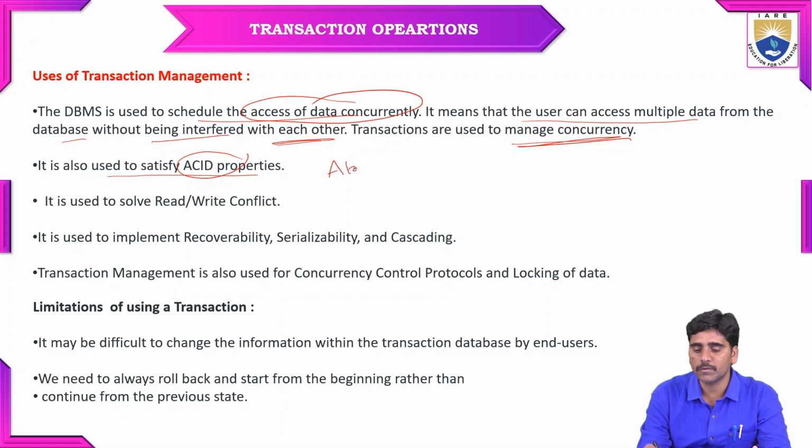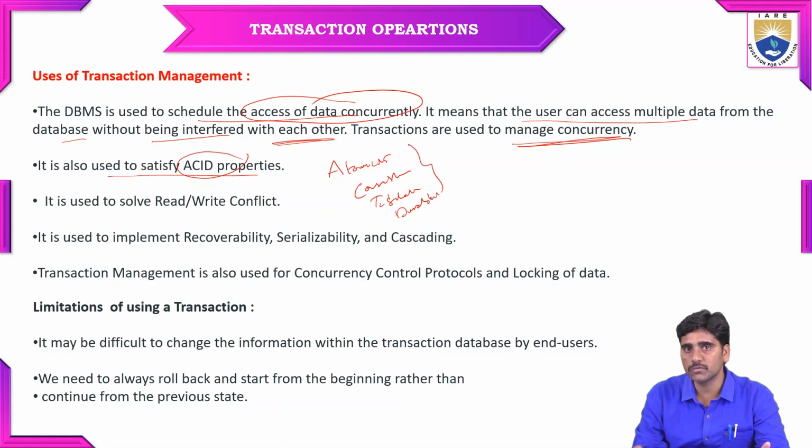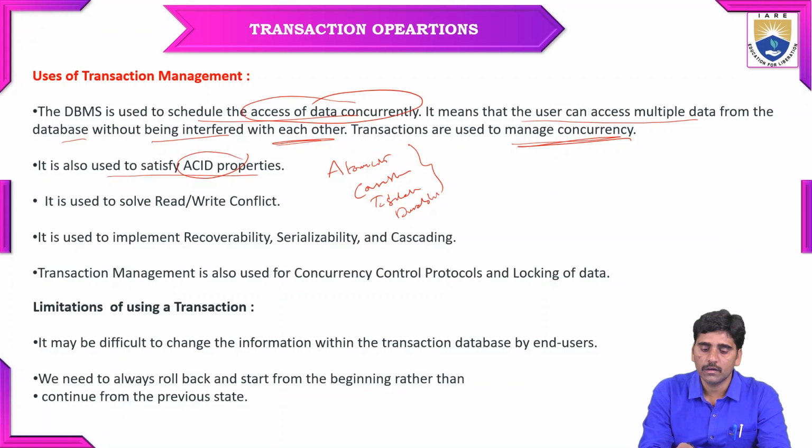It is also used to satisfy ACID properties. So what are the ACID properties? The atomicity property, consistency property, isolation property, and durability property. To satisfy all these properties, we can use transaction management. It is also used to solve read or write conflicts. Whenever read operations or write operations are executed at the same time, there will be some conflicts, and to solve them we can use transaction management.